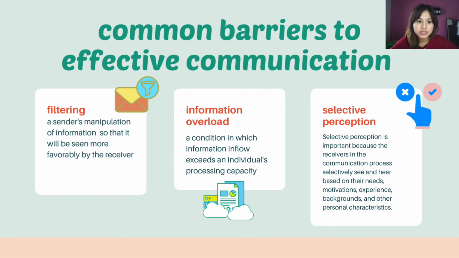The next barrier is selective perception. It describes how receivers selectively see and hear based on their needs, motivation, experience, background, and other personal characteristics. Receivers project their interests and expectations into communication as they decode them.